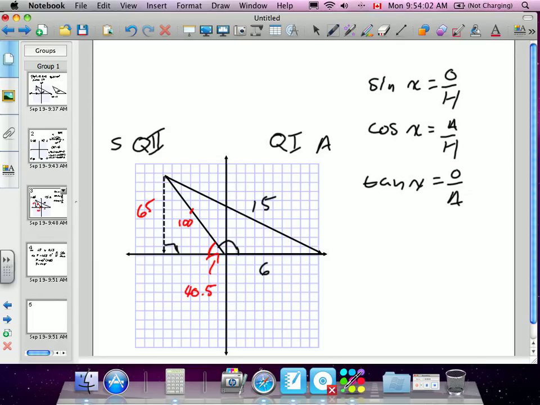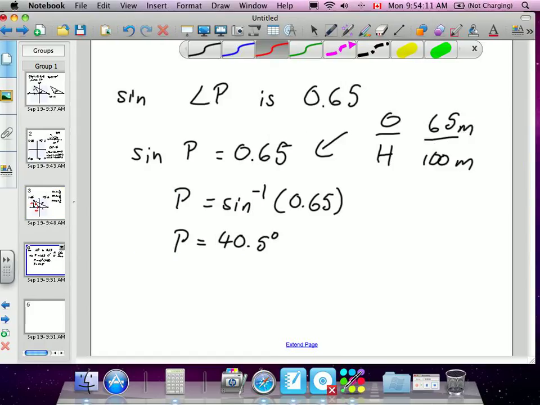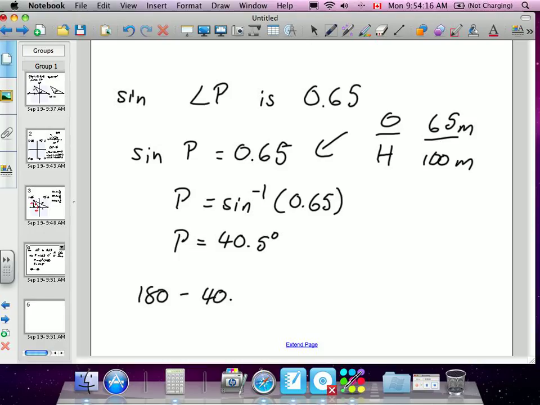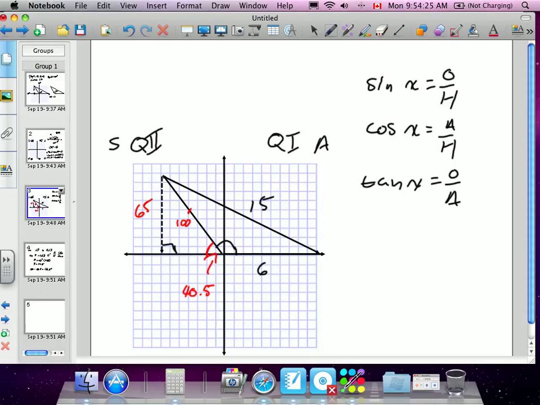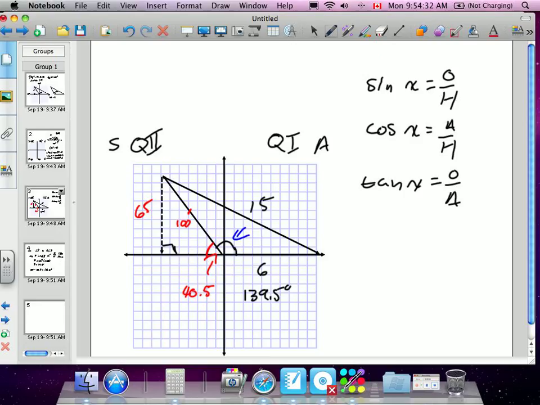Now, that only gives me the acute measurement. It hasn't told me the obtuse. So, in order to find the obtuse, I'm going to take that measurement there, subtract 180 degrees, and we end up with 139.5 degrees. So, after all that work, we've discovered that this angle here, the obtuse one, is 139.5 degrees. That's the inside angle there.